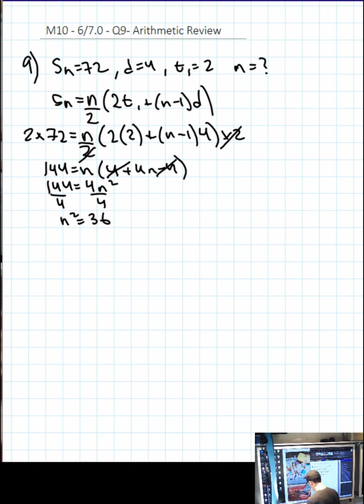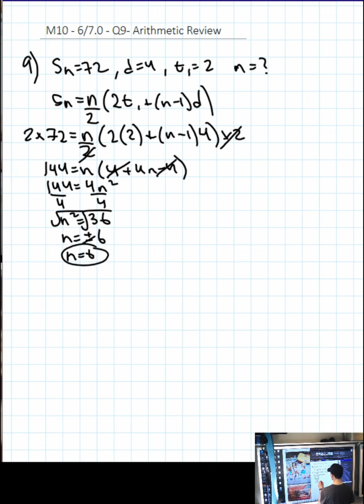Let me check that work. 144 divided by 4, 36. Good. Square root both sides. N equals plus or minus the square root of 36, which is 6. And we can reject the negative, therefore n equals 6. And we can check our answer.